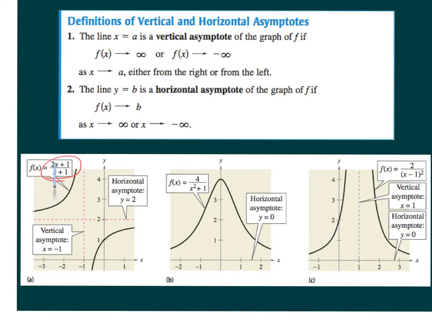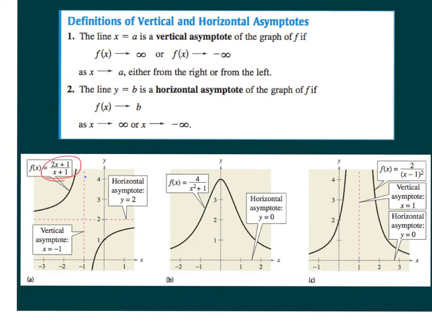The higher powers. Where are my higher powers? They are the same. So then I look for the what? Coefficients. So I have 2 over 1. All right, so what is it? Y equals 2 as a horizontal asymptote. All right. Now, to figure out which way they go.